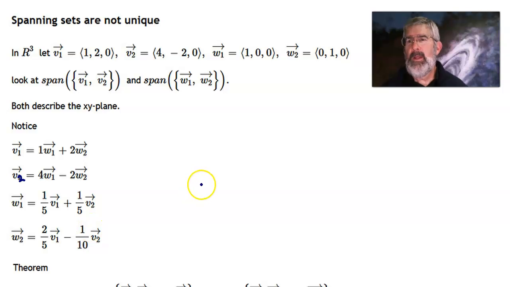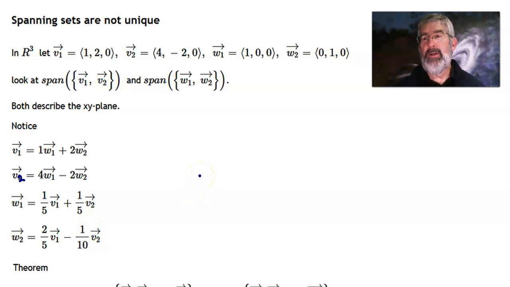So what I have here is that both of these sets, this pair and that pair, when you take the span of them, you end up with the same space. You end up in this case with the xy plane. Also, each vector can be written as a linear combination of the ones in the other set. And this is not a coincidence.